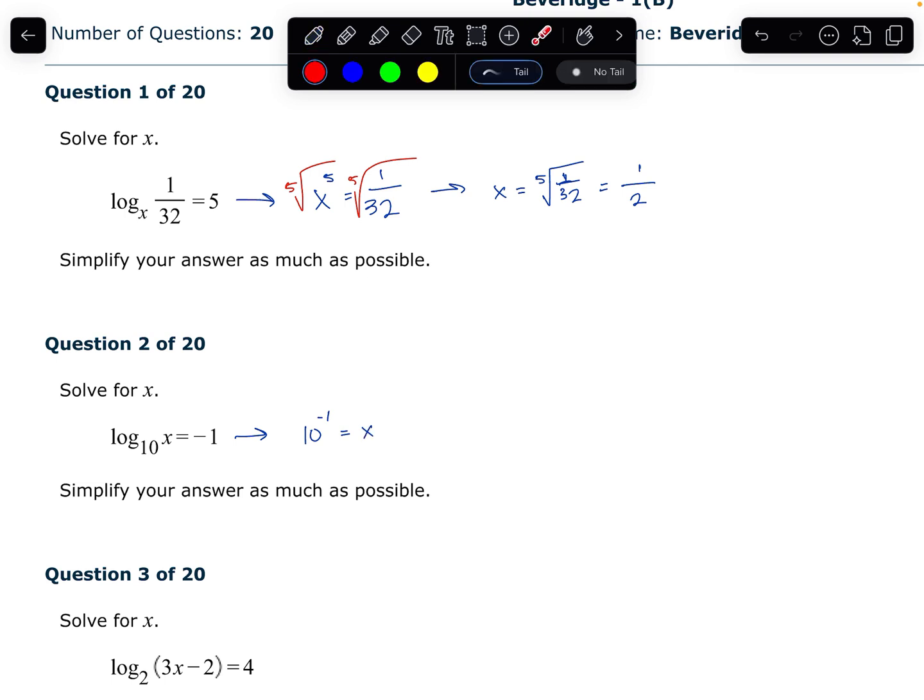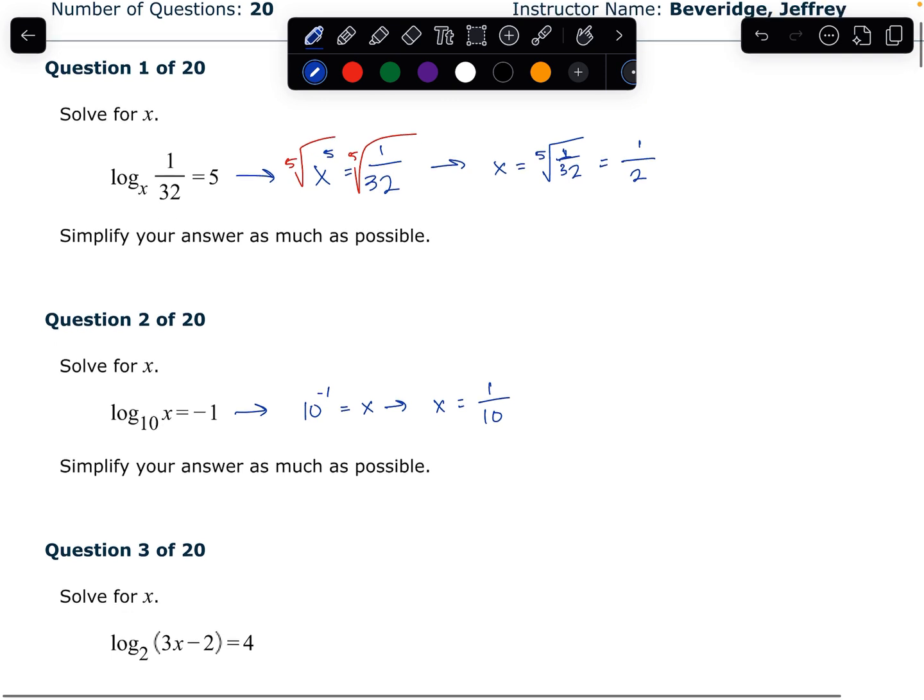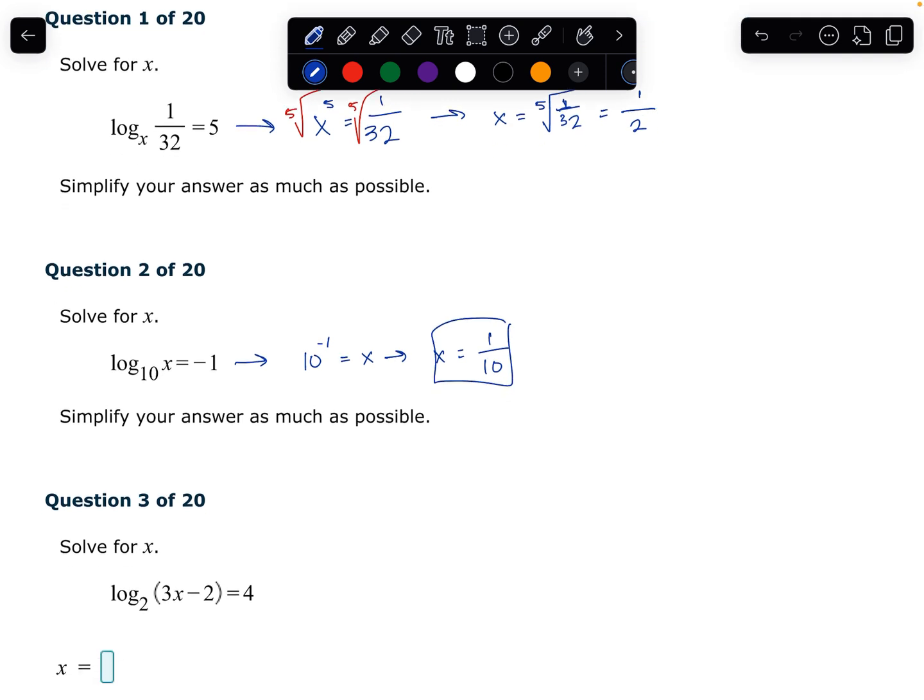This is actually really quite nice, because now I already have my answer. x is equal to 10 to the -1, except we're not supposed to use negative exponents. If you remember properties of exponents, negative exponents just mean reciprocals. So 10 to the -1 just means 1 over 10. Yeah, there you go. So 1/10 would be the solution here.